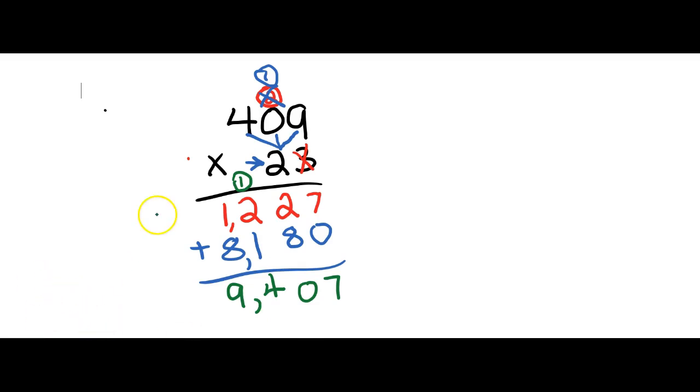All right, let's try another problem. Let's do 120, let's move that up a little bit, times 16. All right, now in 120 times 16, which number am I going to work with first? What do you think? If you said the 16, you were correct. In 16, which digit am I going to work on first?